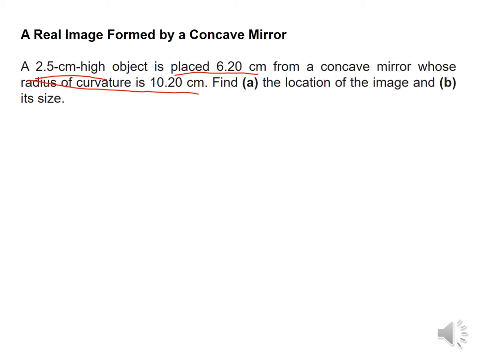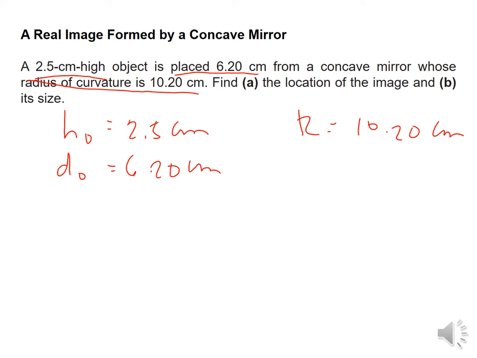Again, we have the height of the object, equal to 2.5 centimeter. The distance of the object from the concave mirror is 6.20 centimeter. The radius of curvature is also given, 10.20 centimeter. For us to get the location of the image, or DI, we need to use the mirror equation. This is the formula: 1 over F is equal to 1 over DO plus 1 over DI.